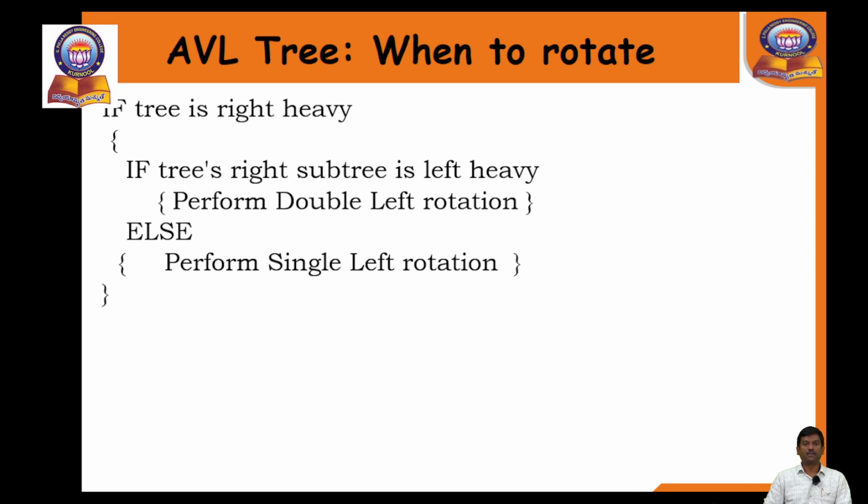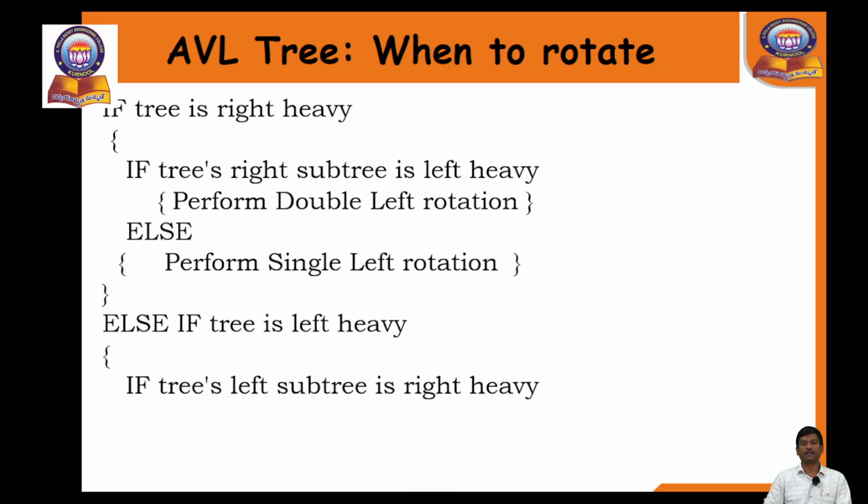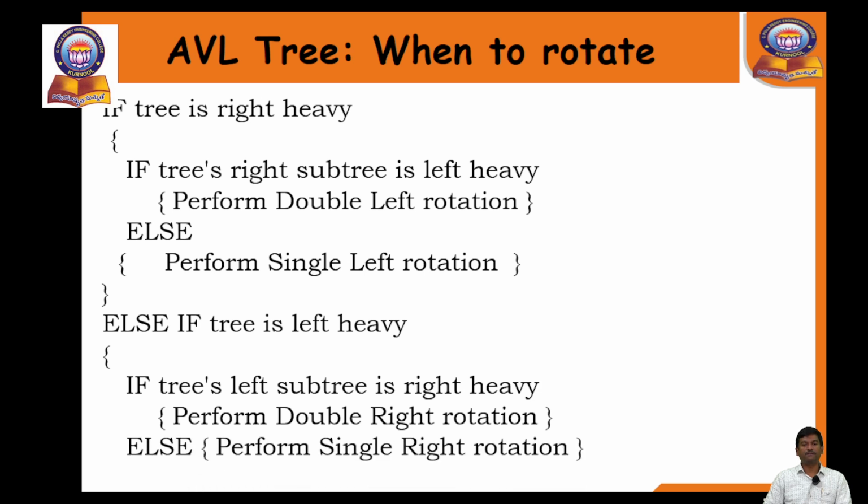So when the tree is left heavy, once again check whether, within your left subtree, it is right heavy. Then you need to perform the double right rotation, which is also called an LR rotation. And if this condition is false, what does it mean? If the tree is left heavy and within your left subtree, right is not heavy, then in such cases you need to perform the single right rotation. And that is what we can say about when to implement the rotations.